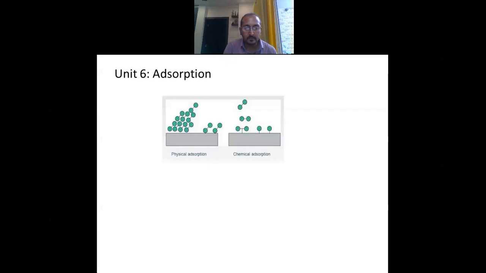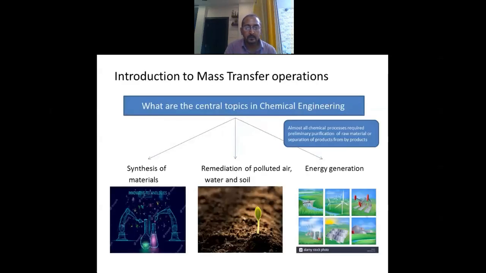Adsorption is removal of a solute from a gaseous or a liquid solution on a solid surface. So these are the topics we are going to cover in our mass transfer operations. Today I will keep my lecture focused on introducing the mass transfer operations.